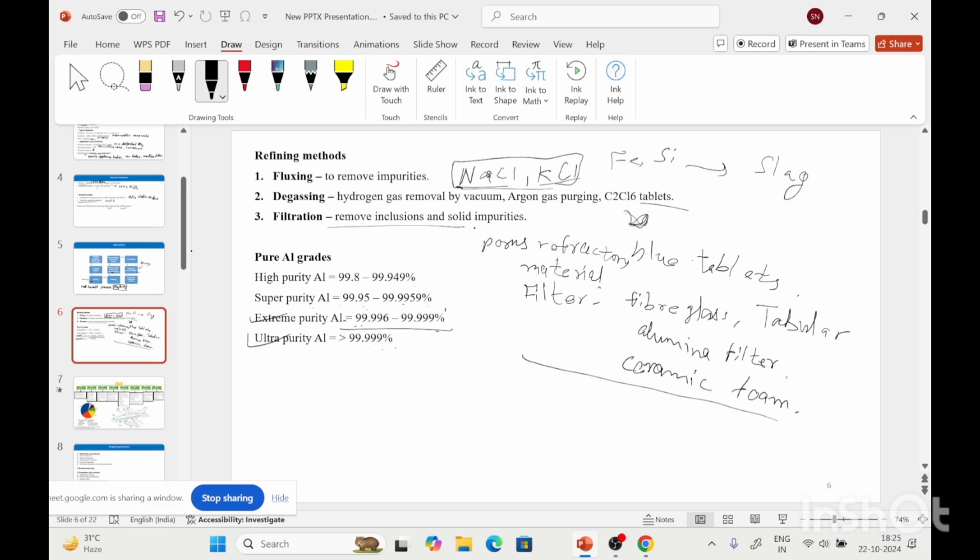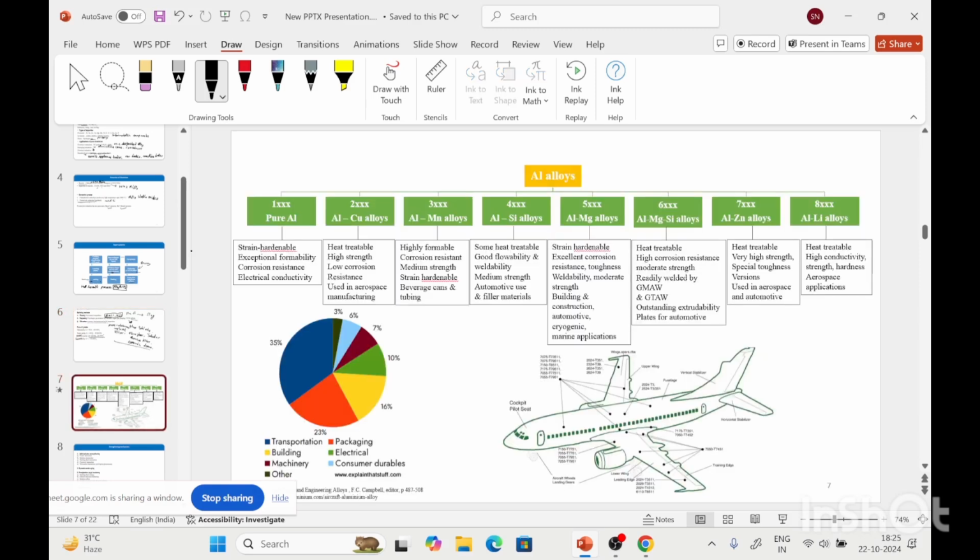So besides these pure aluminium grades, the aluminium alloys which are generally used are divided into 8 categories. The aluminium alloys are classified into different series, known as 1x, 2x, 3x, 4x, 5x, 6x, 7x and 8x. It can be written as the 1000 series also, 1000, 2000. So the 1000 series is pure aluminium.